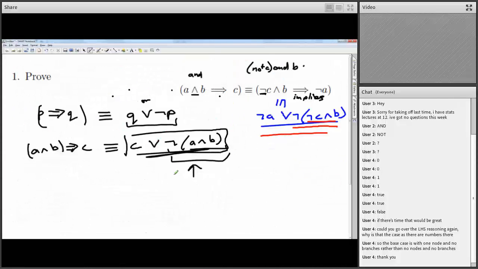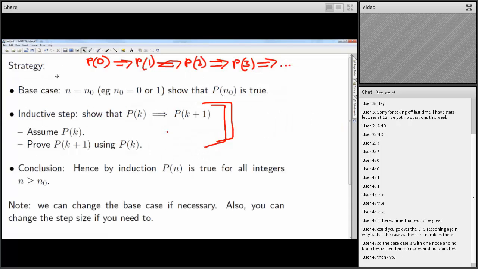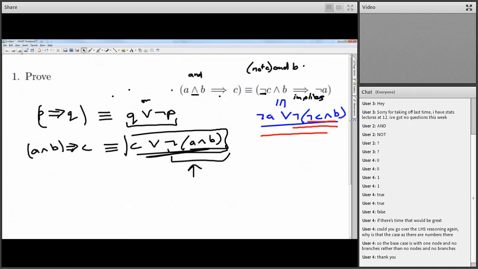Just going back to question 1, I want to make sure induction was covered. Let's try to prove this result directly.